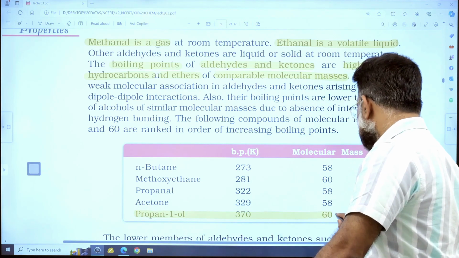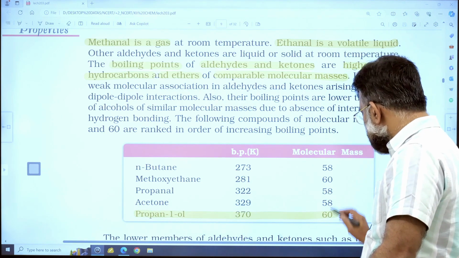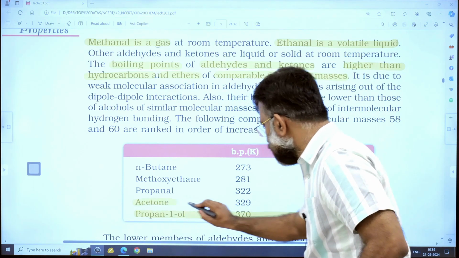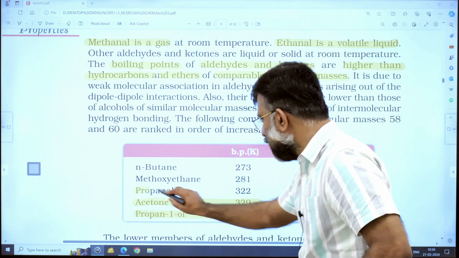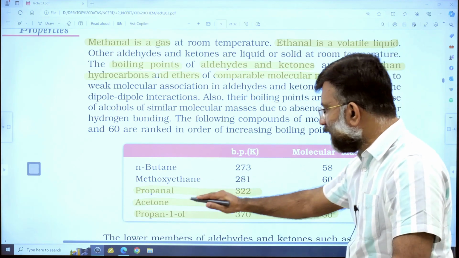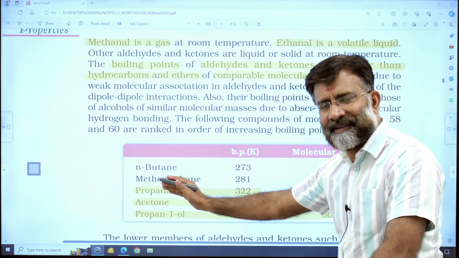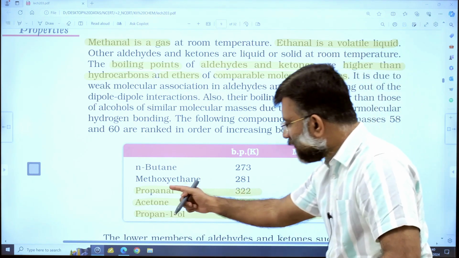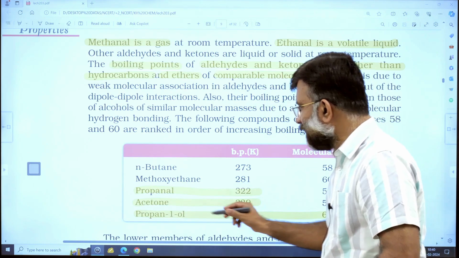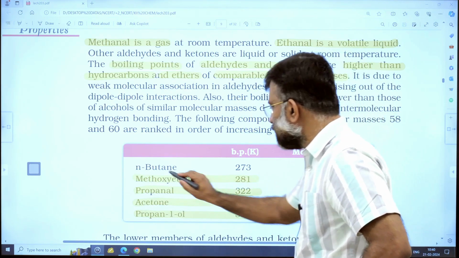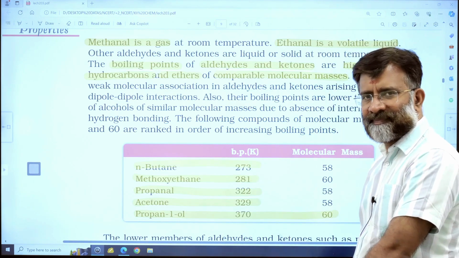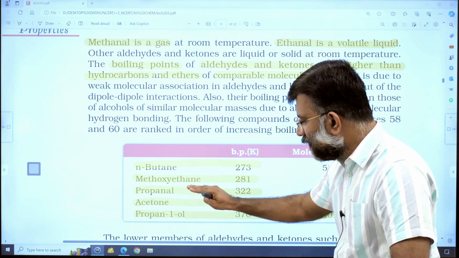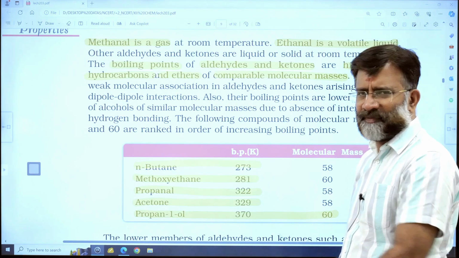Look at alcohol, comparable molar mass, 370 is the boiling point. What about acetone? Next place. Aldehyde, next place. So aldehyde is less than ketone. Ketone has a slight upper hand at the same molar mass. And methoxyethane, normal butane. So alkane, ether, aldehyde, ketone, alcohol. Very, very important.